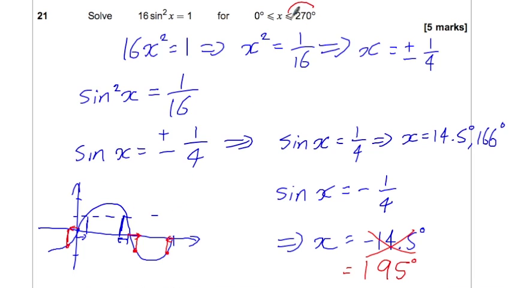Our range here, where we want the solutions, is 0 to 270. So that 345.5 isn't in that range. So your three solutions are 14.5, 166 and 195, which you can sum up nicely at the end.